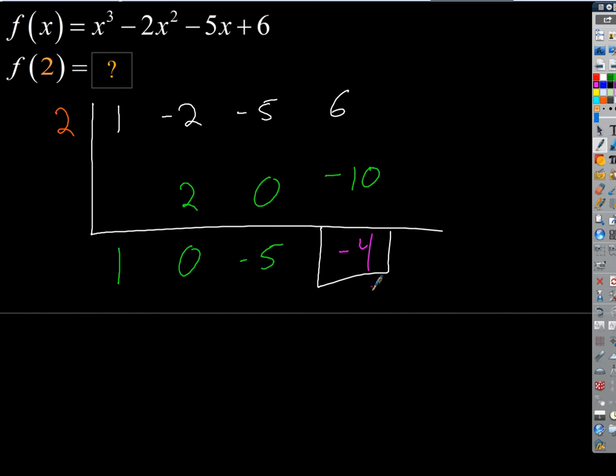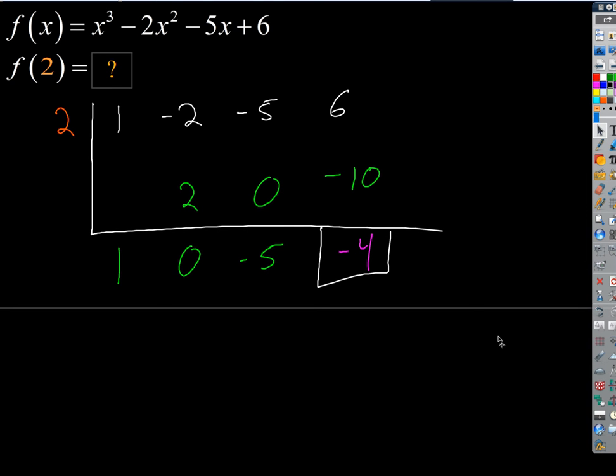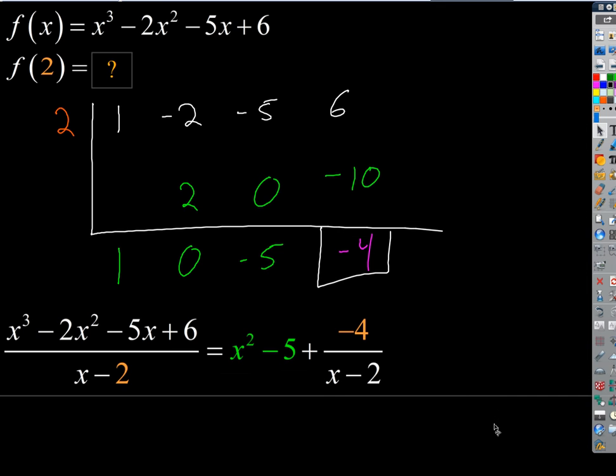That's the answer, isn't it? So if I were to write this whole thing out, what do I get? Here's my 1x squared plus 0x minus 5, and here's my plus negative 4, which is the remainder.